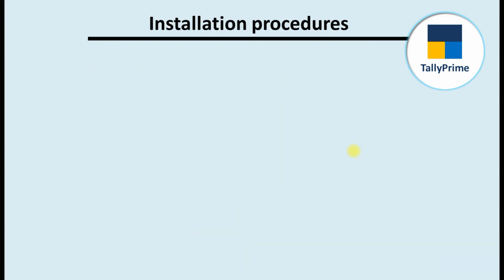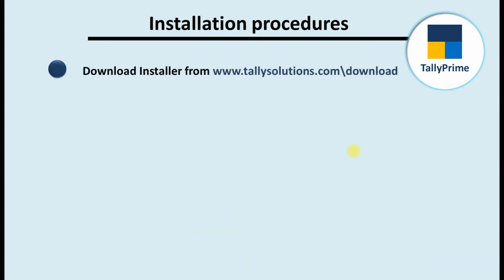Next we are going to the installation process. If you want to install, first you need to download the installation file from the Tally Solutions site. Once you get into the Tally Solutions site, you can see the download option. Once you click on download, the latest version will be there, Tally Prime Release 1.0, which is going to be available from 9th November 2020 onwards. Next, you need to run the Tally application with administrator rights.